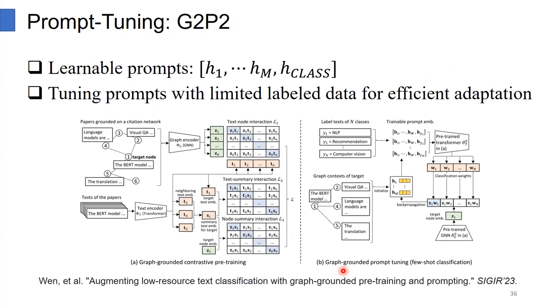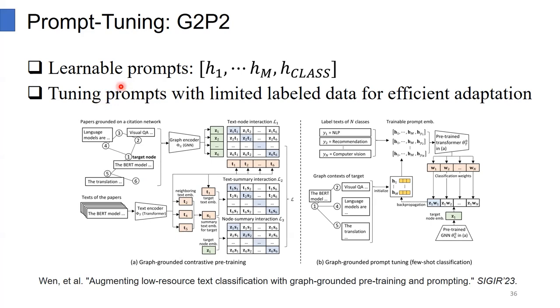Right, so in G2P2, this paper, they don't design a manual prompt, right? So they use a learnable prompt. So the benefit of learnable prompt is that you don't have to redo the design if you change to a different kind of graph data or different domain, right? So you can let the model learn the prompts themselves, right?